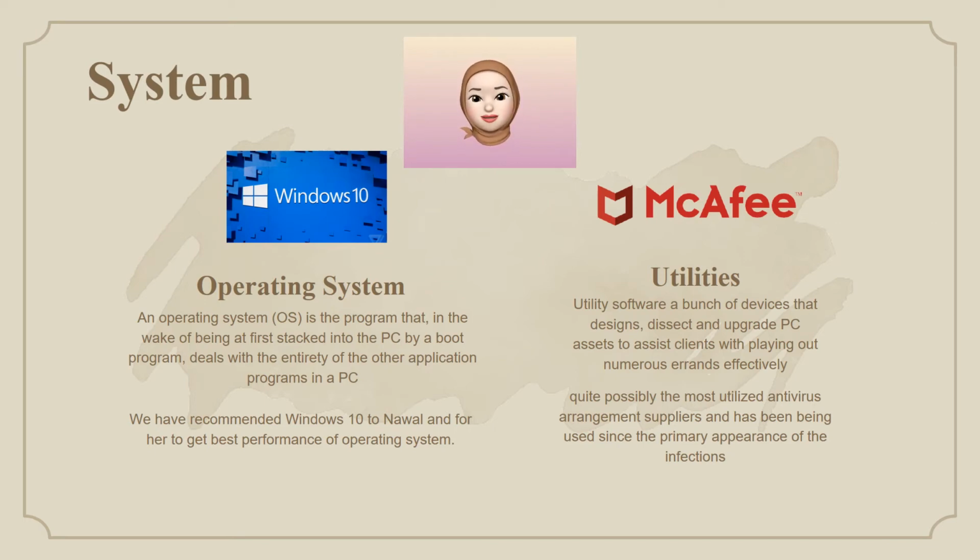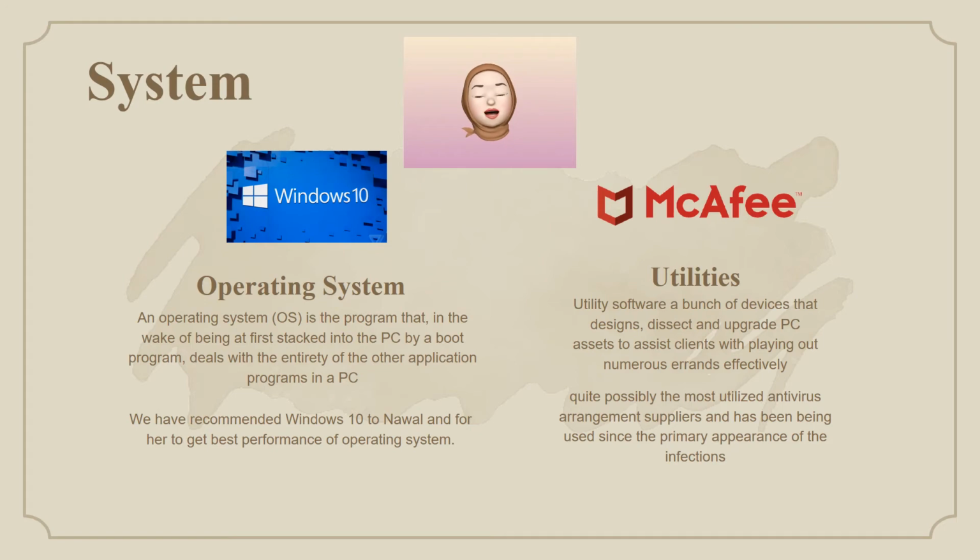An operating system, or OS, is the program that, after being loaded into the PC by a boot program, manages all of the other application programs in a PC. There are several types of operating systems such as Mac OS, Windows, Linux, and Android. So from that, we have recommended Windows 10 to Nawal to help her get the best performance out of the operating system. Next is about utilities.